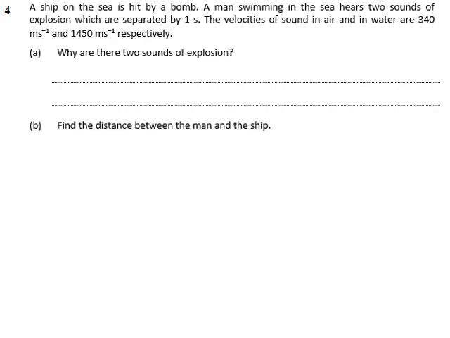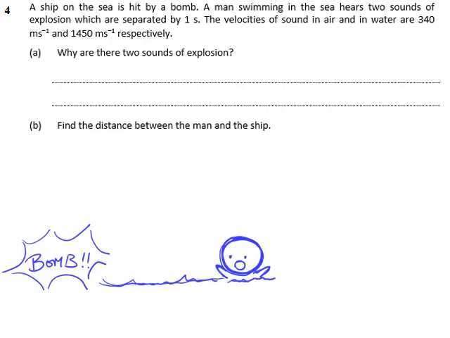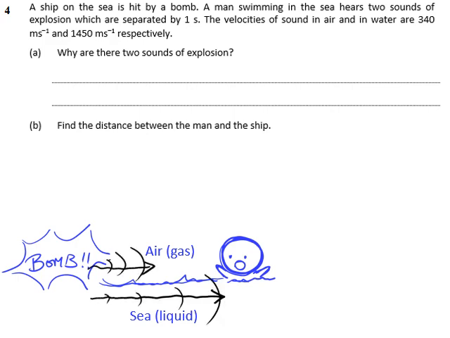There are actually 2 sounds of explosion because, think about it, this is the bomb and the man is swimming over there. There are 2 mediums involved: one is air, which is a gas, and one is the sea, which is a liquid. We covered this in the introduction lesson. So the sound from the bomb travels both in air and in the sea. Why do you think we drew the diagram such that the sound wave in the sea reaches us first? What you need to recall is that sound travels faster in liquids as compared to gases.